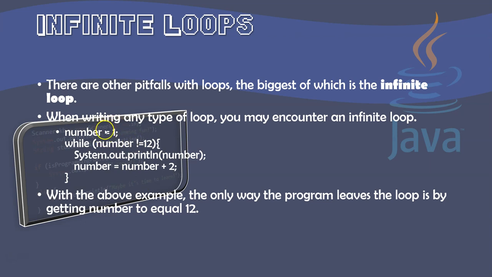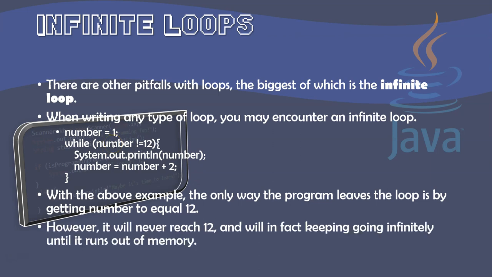And you can see because we're starting at 1 and we're adding 2, it's always going to be an odd number, so it'll never hit this value that we're looking for. In fact, this program is going to just keep on running until the system pretty much runs out of memory. It'll just crash effectively.